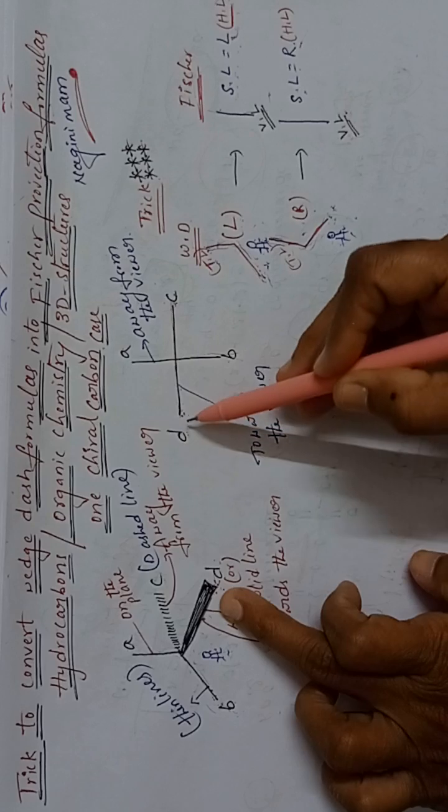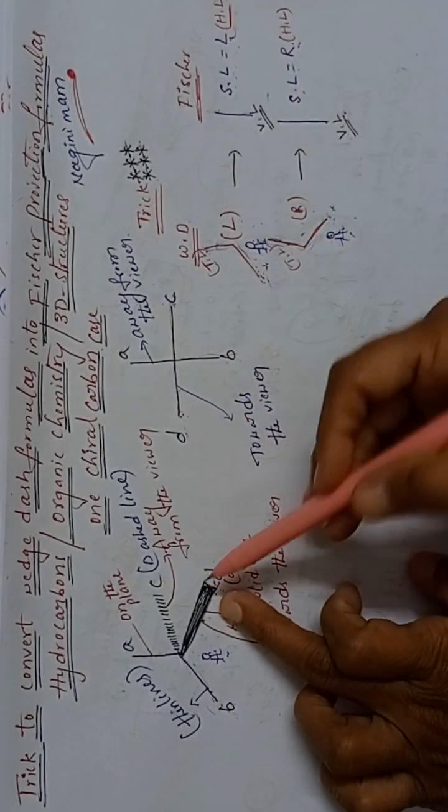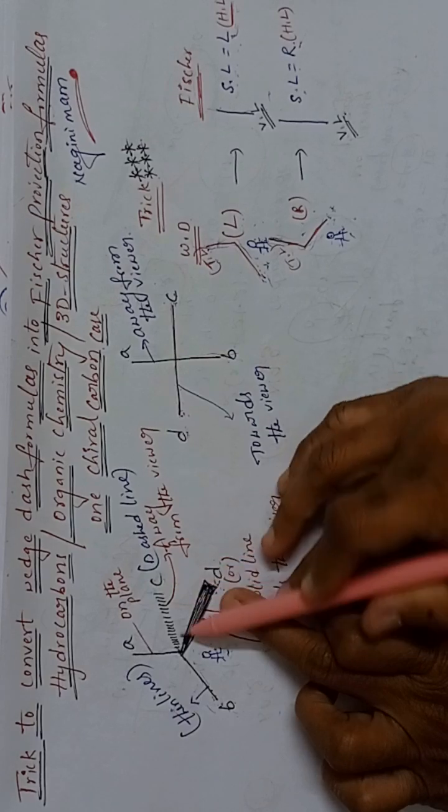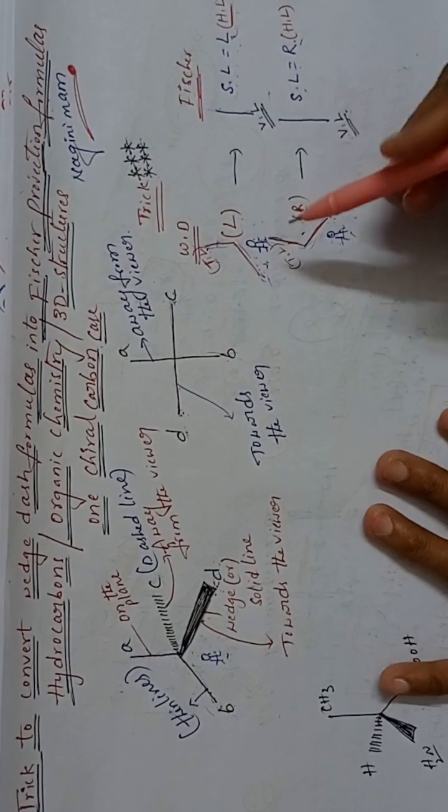So the solid line, where should we write it? Left, on the horizontal line. Clear? Horizontal line. So right here, D, this is the dashed line, the other group you have to write on the opposite side. That's it. Very easy.